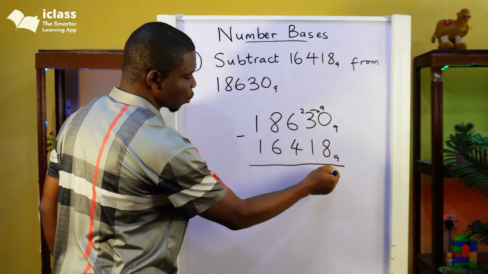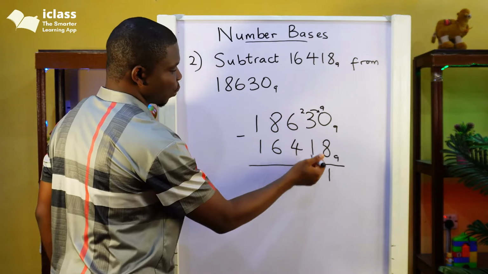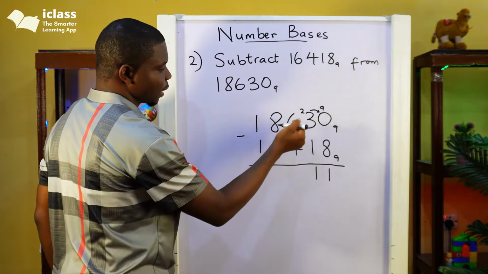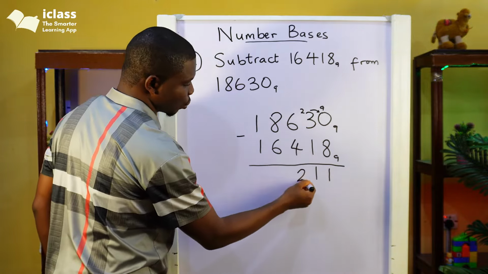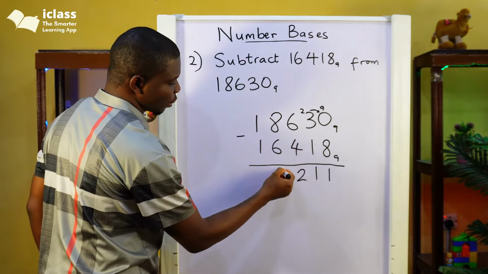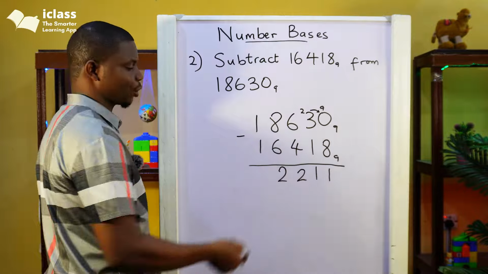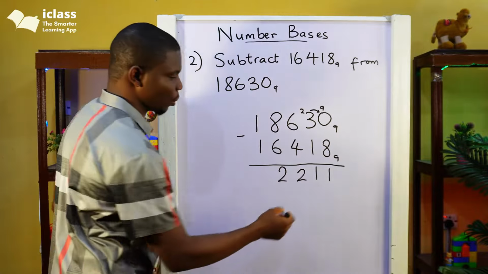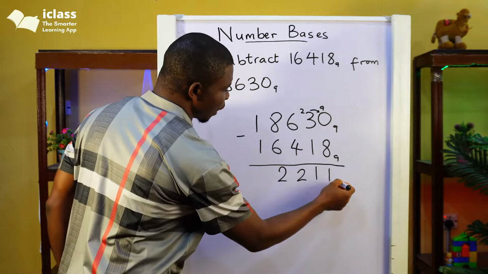9 minus 8 is 1. 2 minus 1 is 1. 6 minus 4 is 2. 8 minus 6 is 2. And 1 minus 1 is 0. So we are left with 2211 base 9.